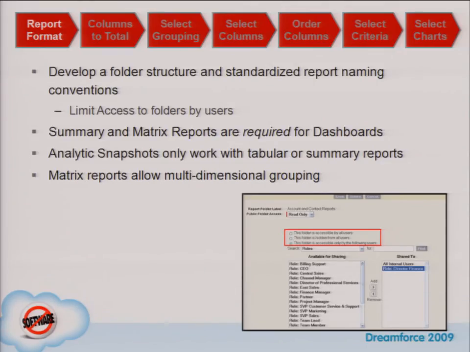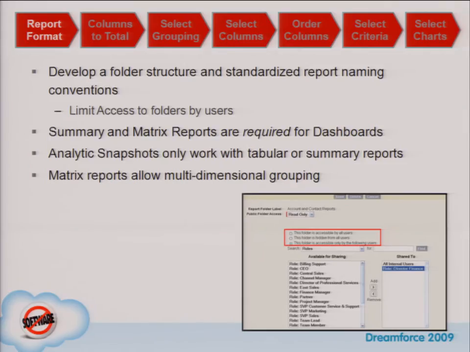You do have analytic snapshots as well. Those are available for tabular and summary reports. A little bit more complex as well, so I always start with summary. That's the easiest way you can look at your information. And then matrix reports, once you get a little bit more in-depth and familiar with the reports in the system, that's where you can see multidimensional information. So sales by revenue, by quotas, and you can see it all in different relationships. And we'll go through that in a few slides.